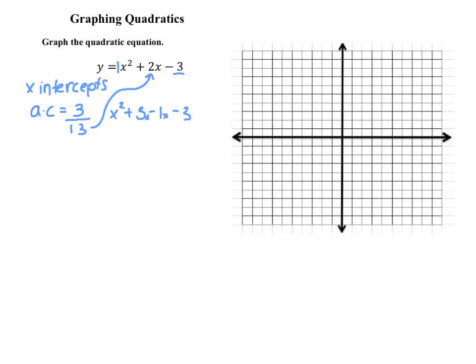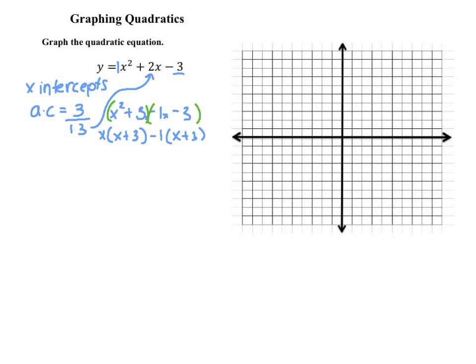So now I'm going to group these together, the first two terms and the second two terms. From the first binomial, I can pull out an x, so I get x times x plus 3. Now for this to work, I know my second binomial also has to be x plus 3. So what number would I have to pull out to get negative 1x? That's going to be negative 1.